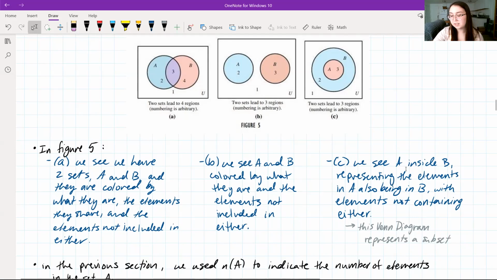And for part C, we see A is inside of B, where A is pink and B is blue. And these represent the elements in A also being in the elements of B, but not containing either. So this Venn diagram represents a subset, really. So when we're looking at this, we're seeing that A is a subset of B since it's contained within B. And then anything outside in this white area is considered neither of them.